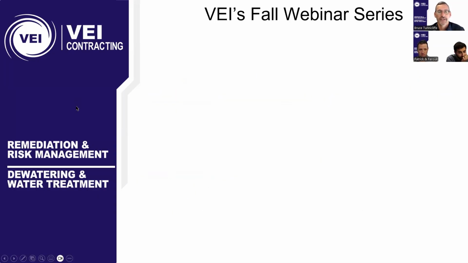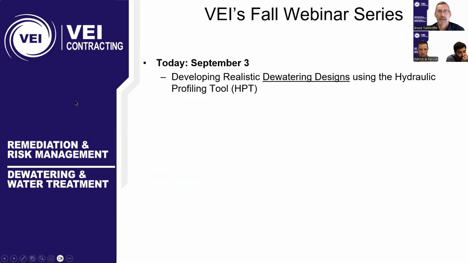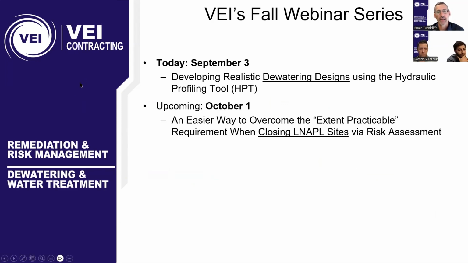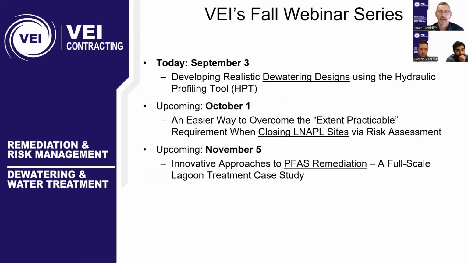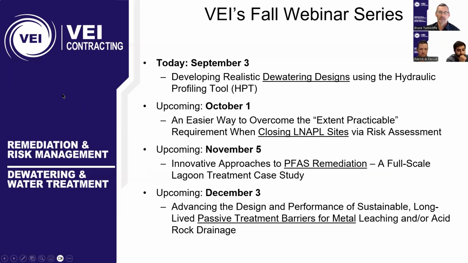Speaking of outreach, I'll just share with you what is coming up. Today, we're looking at dewatering designs using the HPT. In a month from now, we'll take a look at closing LNAPL sites. You can read the title there. A month after that, PFAS remediation. That'll probably be a popular one. And closing out the fall series, we'll take a look at passive treatment barriers for metals and acid rock drainage.